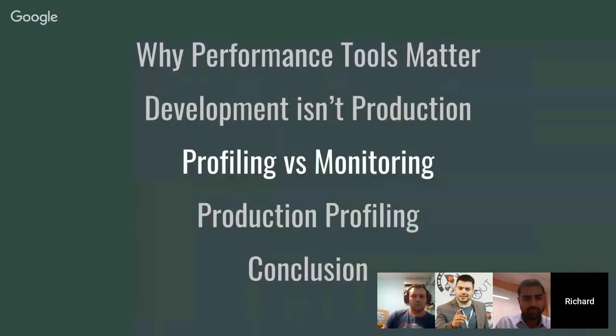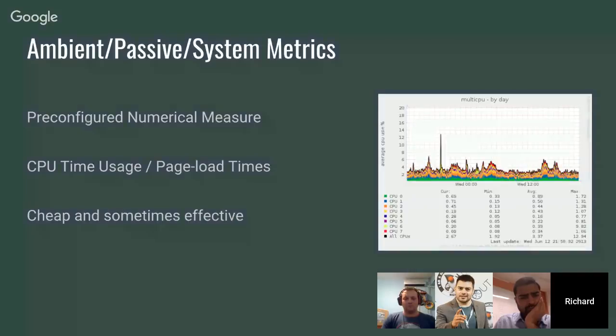Cool. Let's talk a little bit about profiling and monitoring for a while. When people look at performance problems in production, or try to understand the performance of their system in production, they often immediately jump to the monitoring tools that exist out there, and they can give you a variety of different kinds of information out of your production system. The first type of information you can get out of them is basic ambient passive system metrics.